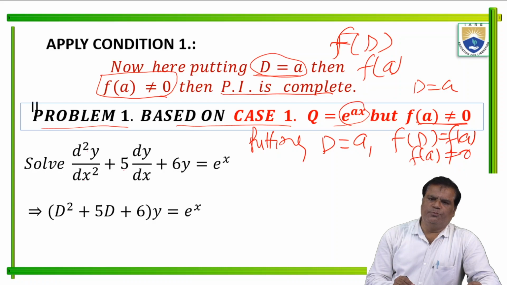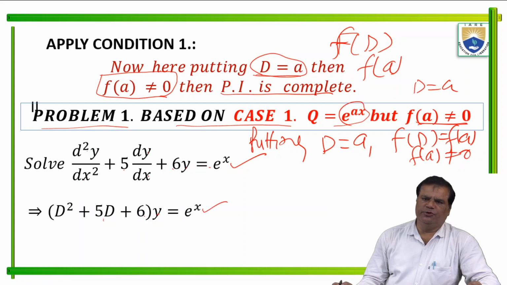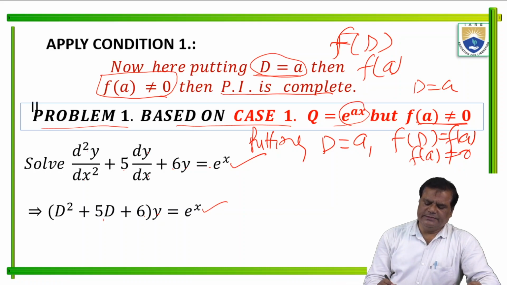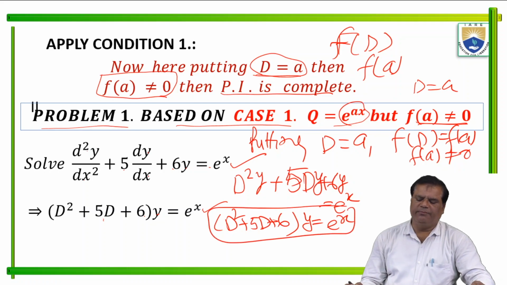d²y/dx² plus 5 dy/dx plus 6y equal to e to the power x. This equation can be written as (D² plus 5D plus 6)y equal to e to the power x. How can we write this? D²y plus 5Dy plus 6y equal to e to the power x. So y is common, and we have (D² plus 5D plus 6)y equal to e to the power x.